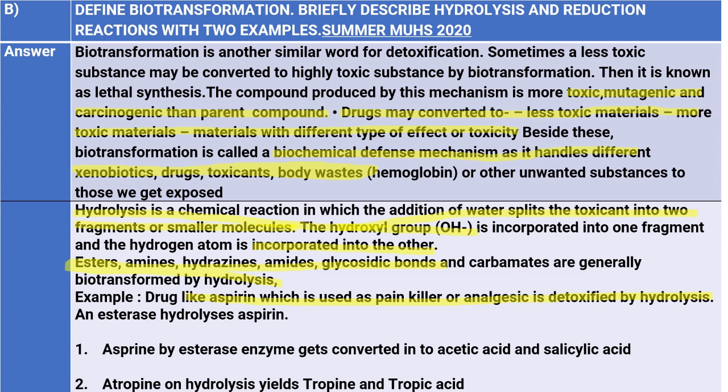The enzyme required for the hydrolysis is the esterase enzyme that converts aspirin into acetic acid and salicylic acid. Similarly, the second drug is atropine, which on hydrolysis yields tropine and tropic acid. Okay, this is about hydrolysis reaction.